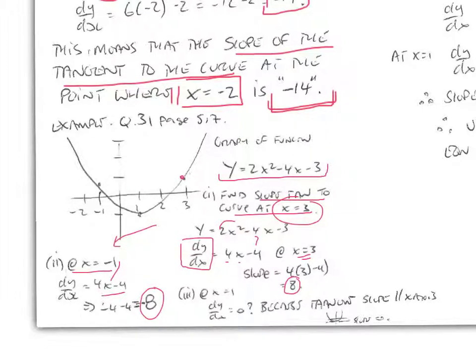And then at x equals 1, dy/dx is 4x minus 4, so it's 4 times 1, minus 4, which is 0. Why is this? Because x equals 1 is right there, and the tangent is parallel to the x-axis. The slope is 0. A slope greater than 0 is positive, less than 0 is a negative slope, and this is a 0 slope. That's why we get 0 here.